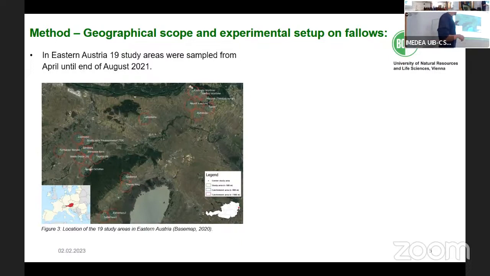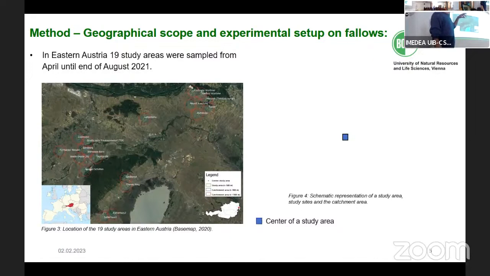But anyway, on the photo, you can see that there are some weird circles drawn around my study areas, and this has to do with the experimental setup I came up with on each fallow. In order to explain how the experimental setup looks, we will take a closer look with this schematic representation.